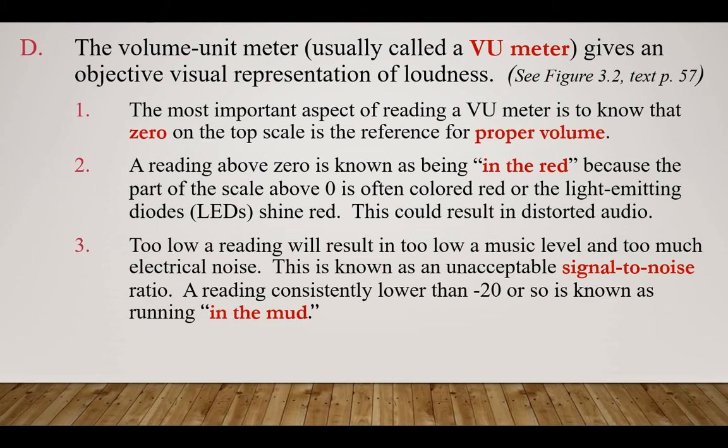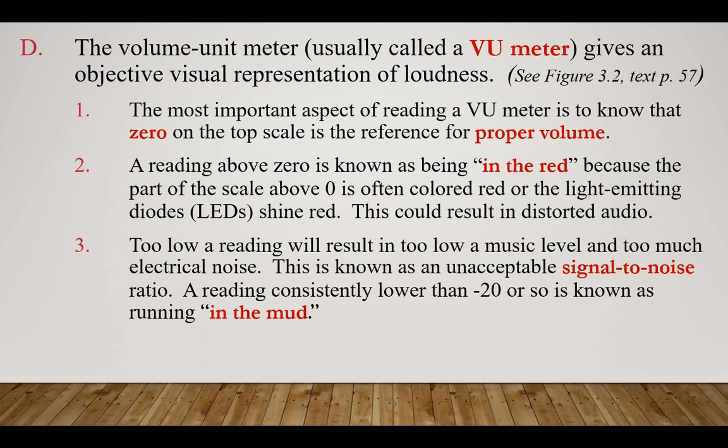The most important aspect of reading a VU meter is to know that 0 on the top scale is the reference for proper volume. We want to get as close to zero as we can without going over. So think of Price is Right rules. And here's the consequences of not doing that. A reading above zero is known as being in the red, because that part of the scale above zero is often colored red.